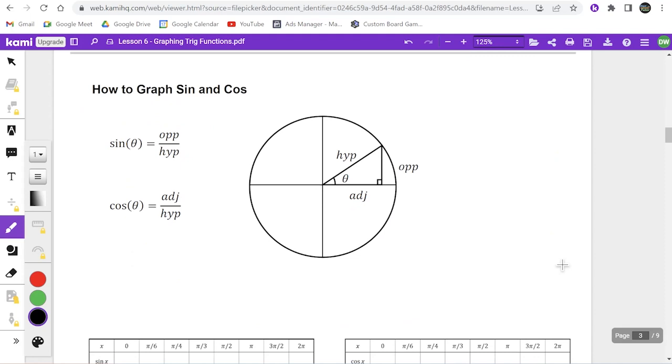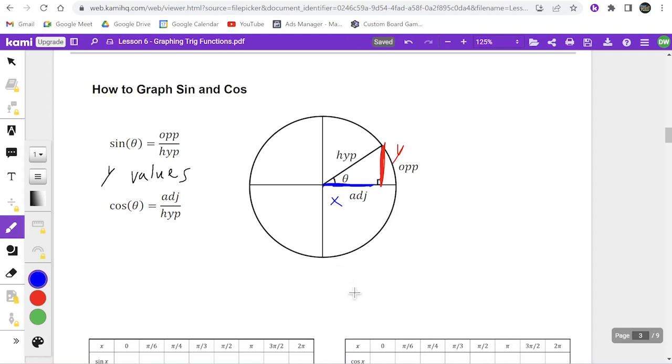So if we just remember what sine and cosine are, sine is opposite over hypotenuse and cosine is adjacent over hypotenuse. What I also want you to remember is that sine typically looks at the y values. Let me explain. Sine has the opposite leg, right? That's this leg right here. Well, that's the y values. And then cosine has the adjacent leg, which is that leg right there. That's going to be the x values.